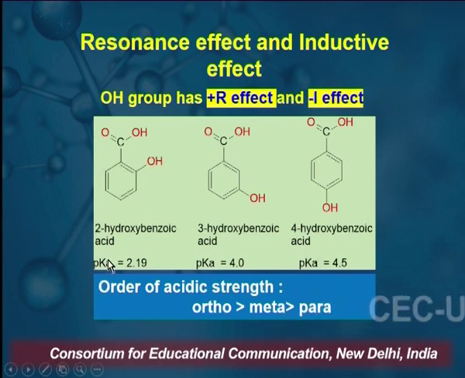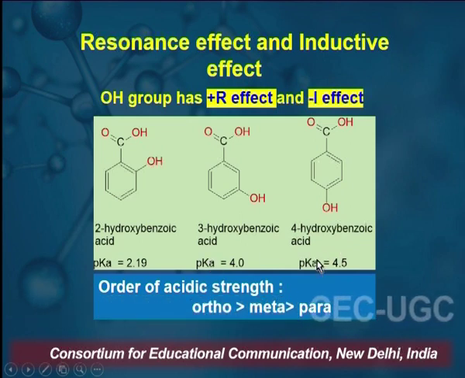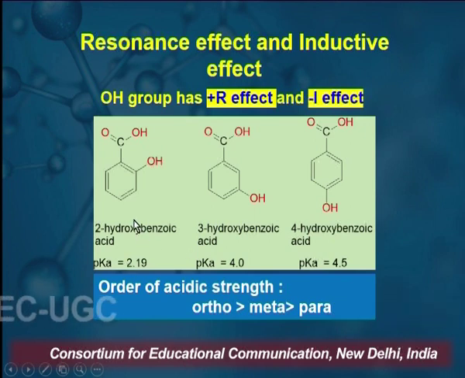Now, if you look at the pKa values of these three isomers, you will find that there is a difference between meta and para, but the ortho isomer is highly acidic in nature as compared to meta and para. Although in all the cases I have the same substituent, why at ortho position is there such a tremendous increase in the acidic strength?